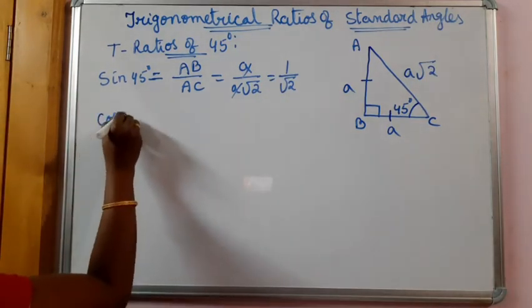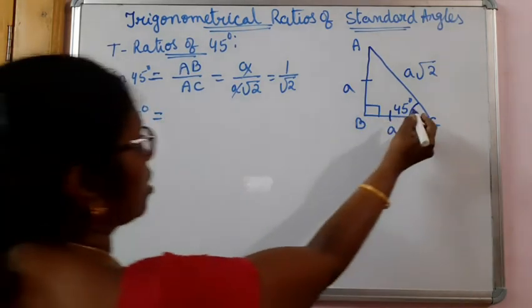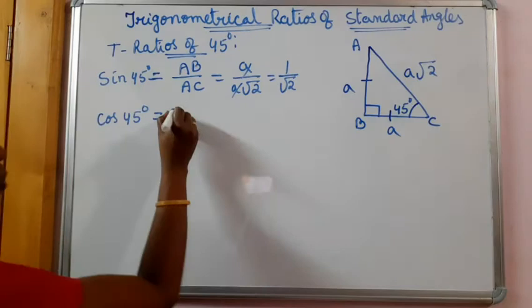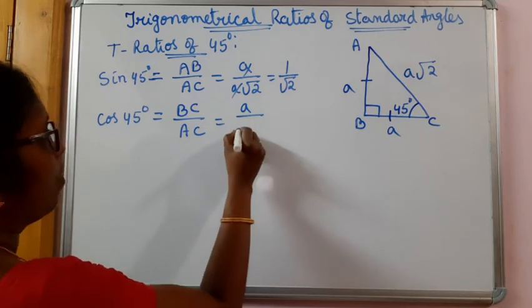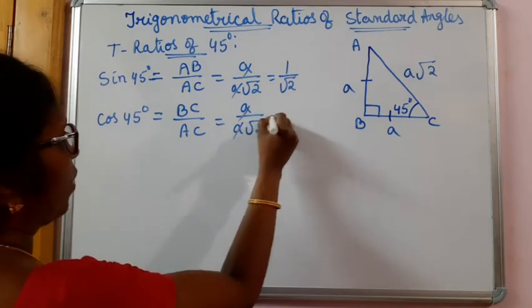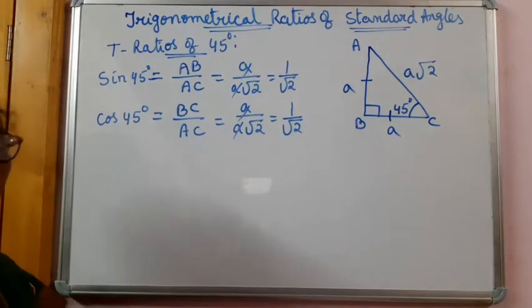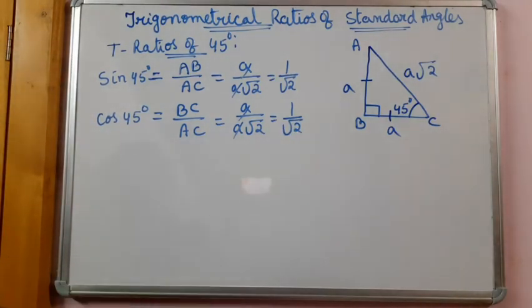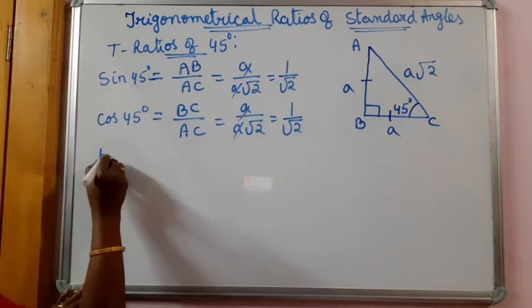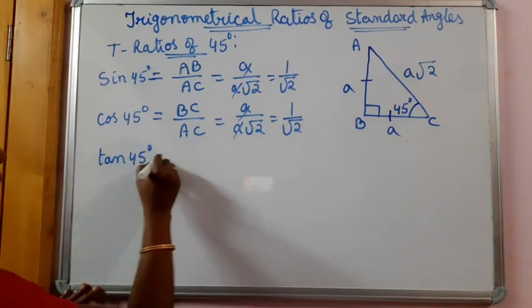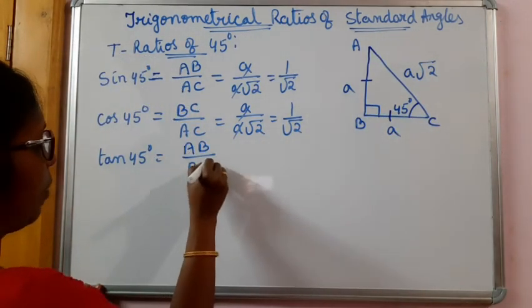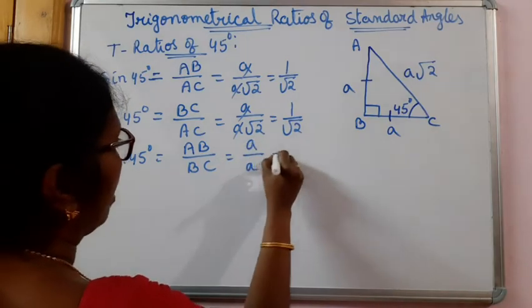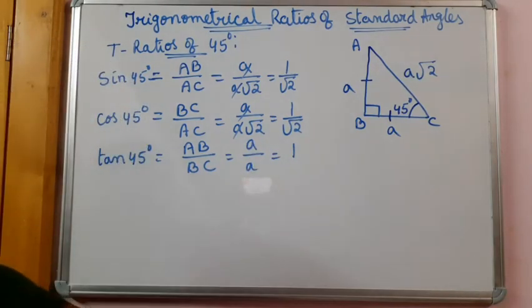Now let me work out cos 45 degree. Cos of an angle is adjacent side by hypotenuse, that is BC by AC. So BC is A, AC is A root 2. When A is cancelled, we'll get 1 by root 2. So cos 45 degree is also 1 by root 2. Now let us find tan 45 degree. Tan of an angle is opposite side by adjacent side, that is AB by BC. Both are A, whereby A by A is equal to 1. So the value of tan 45 degree is 1.